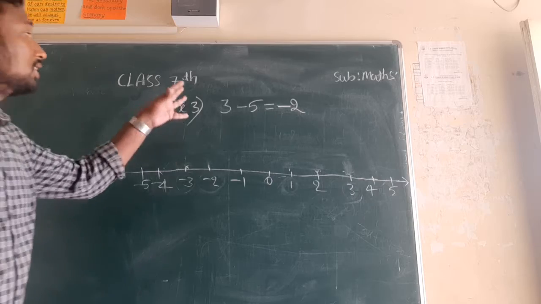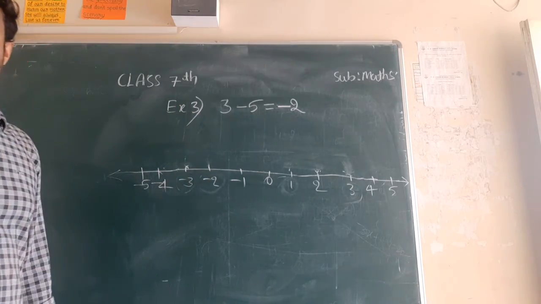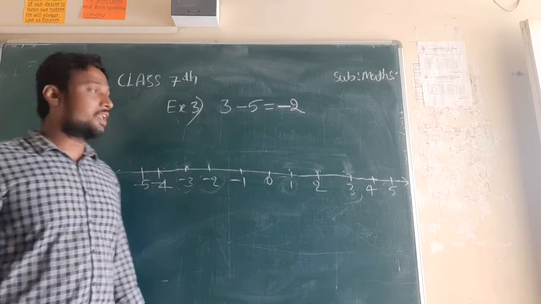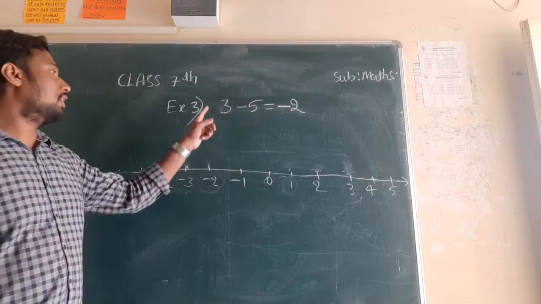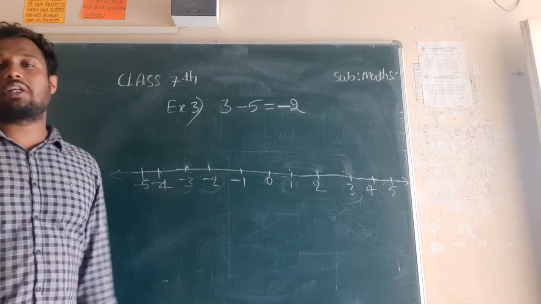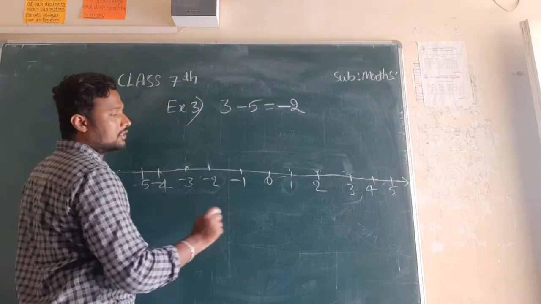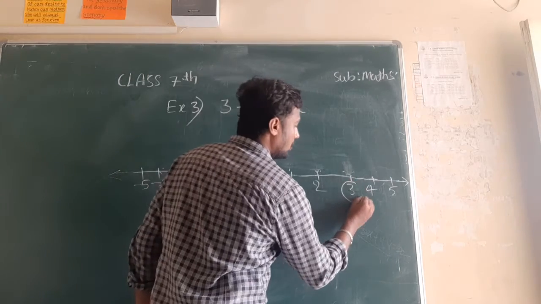Okay. So again I will check this answer with this number line. So what we have to do here to check this on number line? First you have to represent this 3 on number line. This 3 is nothing but positive integer where we have plus 3 here. This is our plus 3.